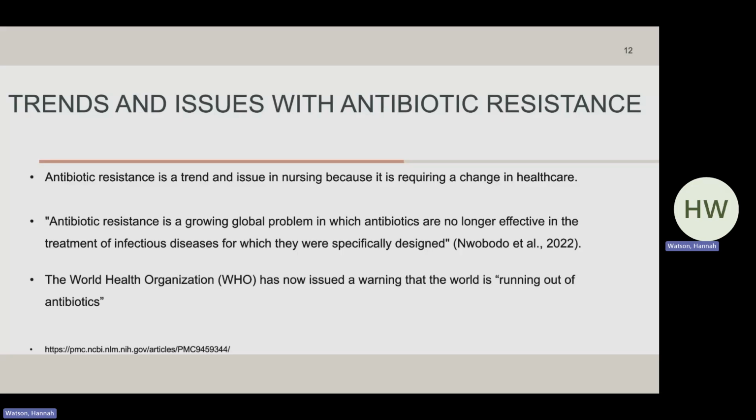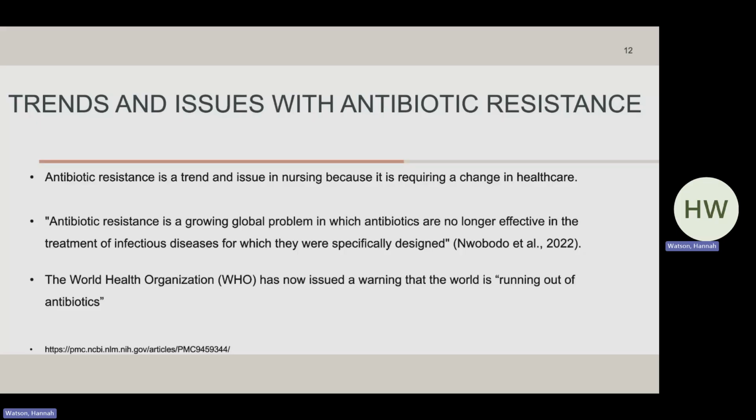A trend affecting healthcare today is antibiotic resistance. We have learned a lot about this in class, and it is starting to become more of a problem. In simple terms, antibiotic resistance occurs when bacteria change over time and antibiotics no longer work to kill them. This means that infections become harder to treat, patients may stay sick longer, and the risk of complications increases.